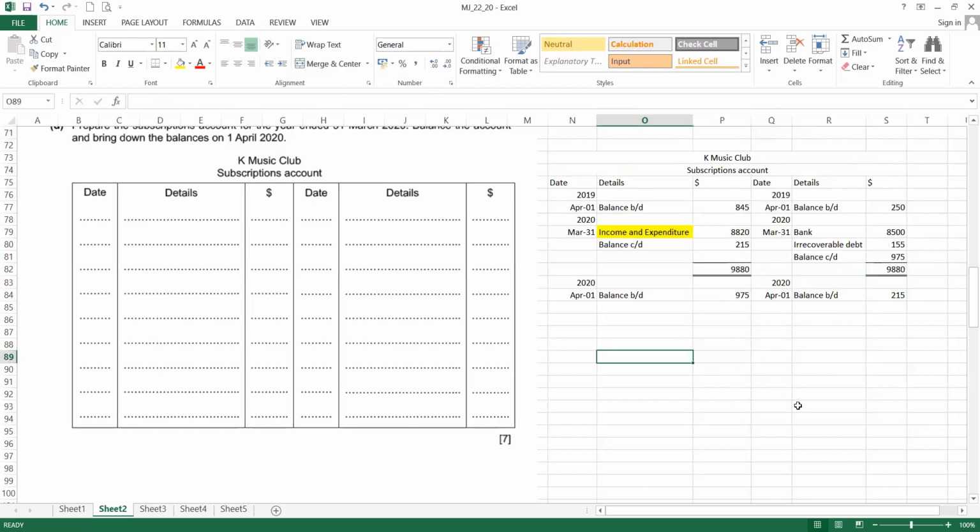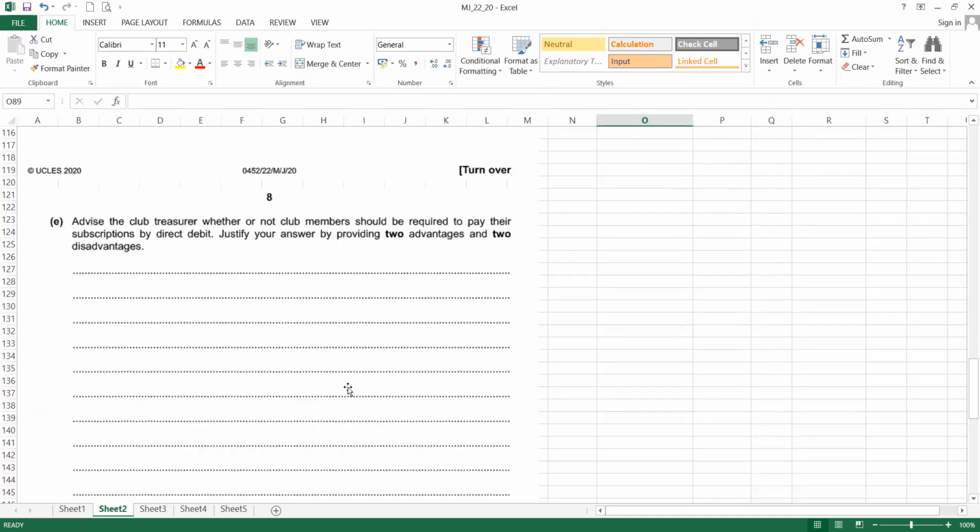Okay, the next account, let's see what else they ask to do. Okay, they say advise the club treasurer whether or not club members should be required to pay their subscription by direct debit. Direct debit means that the customer gives the bank instruction, or gives the merchant instruction, to take money from our account. That is called direct debit. This direct debit normally is based on the actual. Okay, I will just explain, put into here.